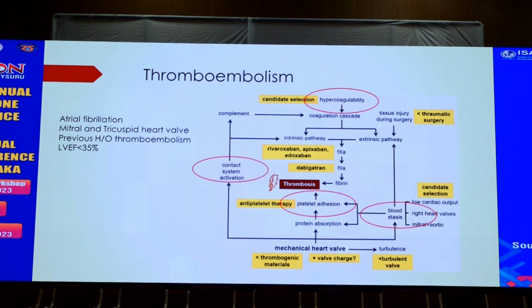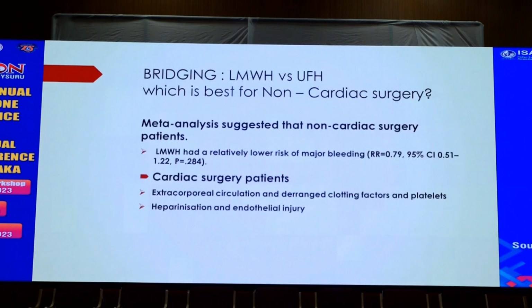Blood stasis or a hypercoagulable state can cause high risk for thromboembolism, and the valve also matters. Older valves like cage ball valves are highly thrombogenic, so they also carry an increased risk of thromboembolism.